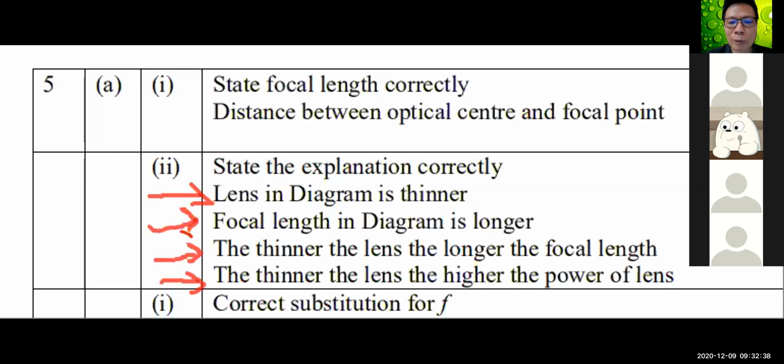Can I have someone with all the 4 points, a complete answer with all the 4 points, so that your friends can easily see? Complete answer, 4 points. Anyone can, please share your complete answer, 1, 2, 3, 4, 4 points.